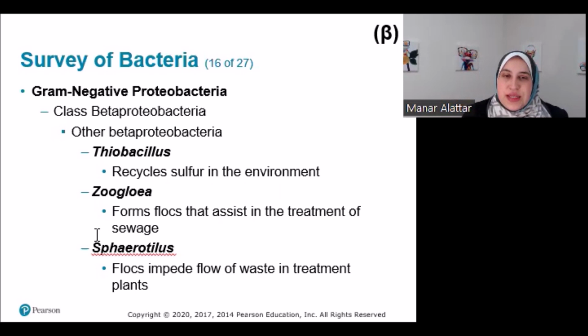And so essentially these two genera here, Zoogloea and Sphaerotilus, both make what are called flocs. And flocs are essentially these slimy masses, similar to biofilms, that are aggregates of both bacteria and organic matter. If those flocs allow you to separate out organic matter from water that's being purified in water purification systems, then they're helpful. But if they don't separate out, they can actually block pipes and filters in water purification systems.